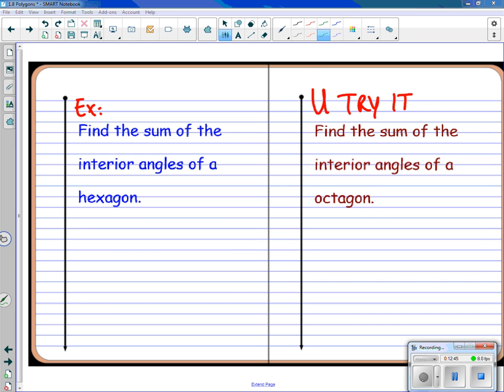Okay, here you go. Now, there's no picture. I'm just asking you to find the sum of the interior angles of a hexagon. Now it's in words. So go back to your vocabulary words and find out how many sides this is and find out what the sum is. Off you go. Put me on pause and come back and check your work.